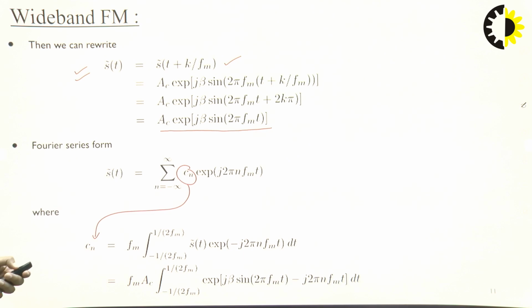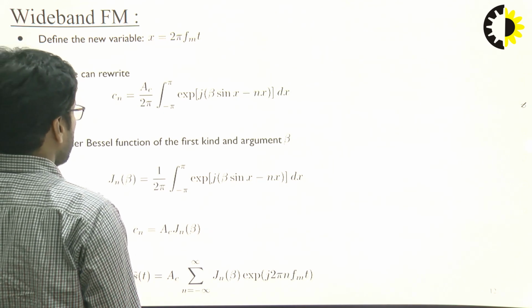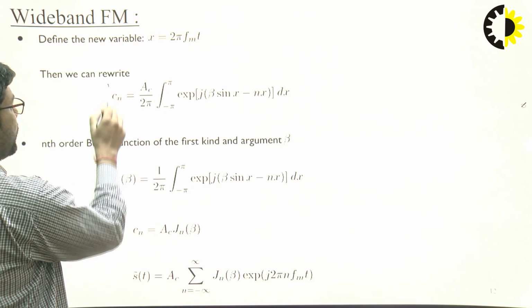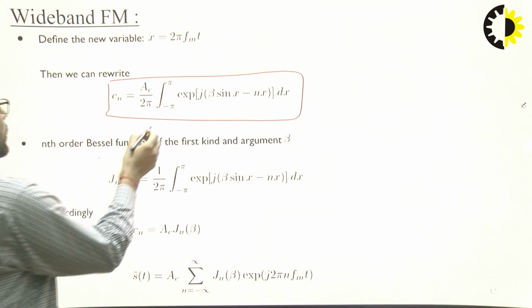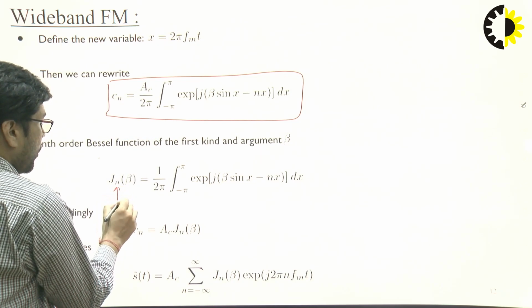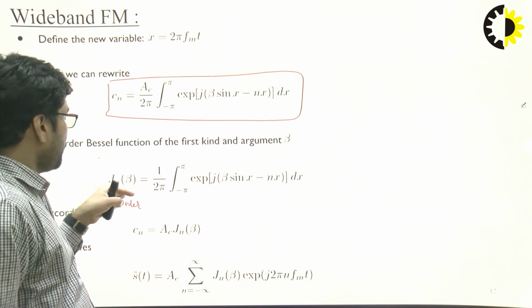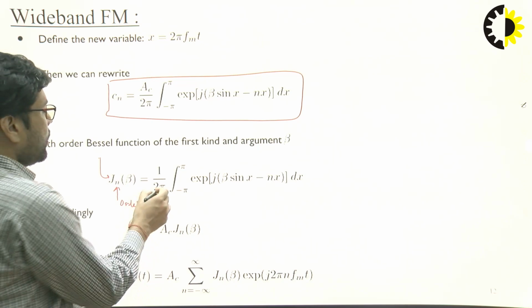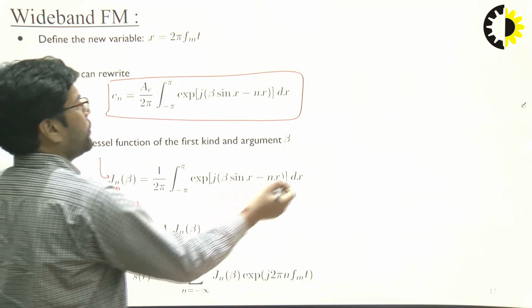If you take this integration, then you will get the equation in this form. This equation is nothing but the Bessel function. You can see J_n(beta), where n is the order of the Bessel function. J_n(beta) is the Bessel function. It is represented by this equation: 1 upon 2 pi, integral from minus pi to pi, exponential j (beta sin x minus nx) dx. So this equation is just similar in this way.